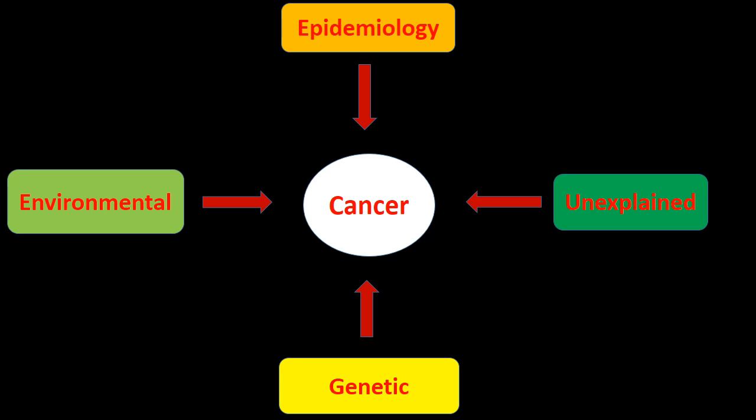So cancer is a multifactorial disorder. That means a single factor is not sufficient to lead to cancer. There are several factors involved in the development of cancer, like epidemiological factors, like the age of the patient. A few cancers are more common in childhood, a few are more common in elderly people, and then the geographic area where you live. A few cancers are more common in certain geographic areas, a few are more common in some other countries. Like this, epidemiological factors play an important role in the development of cancer.